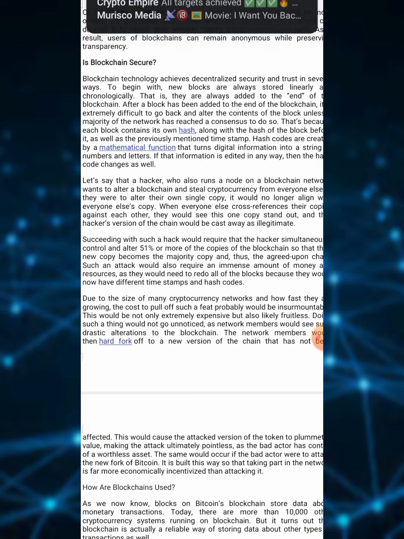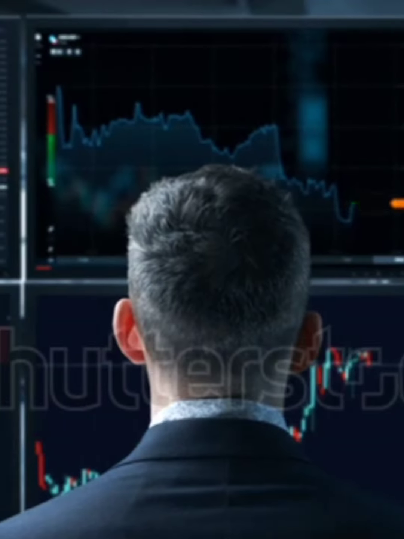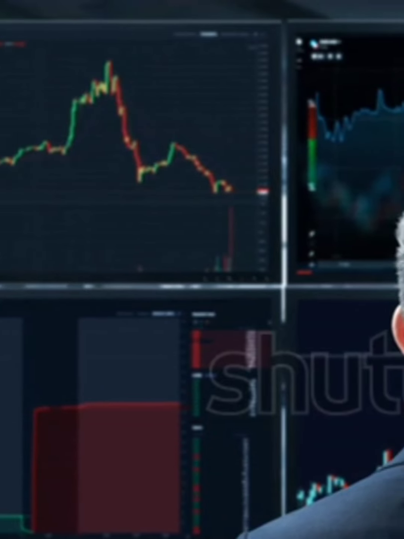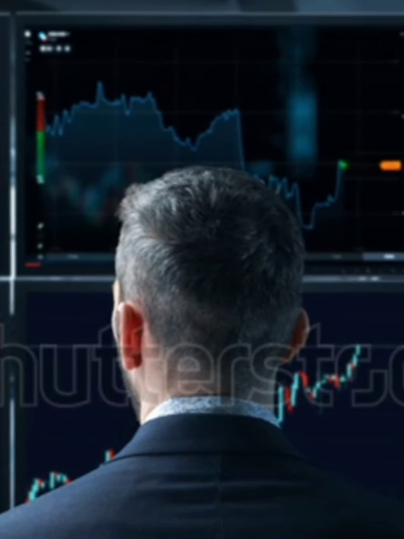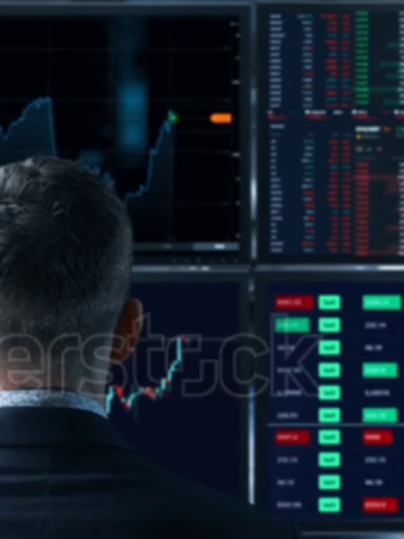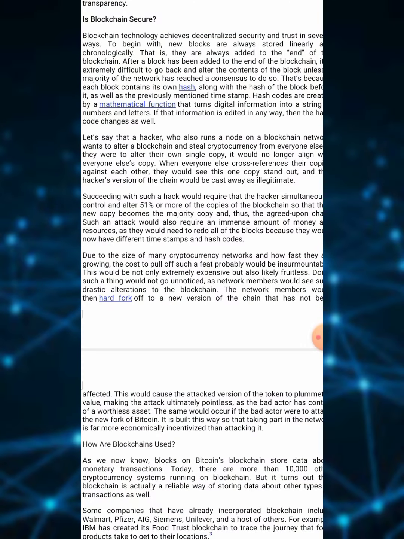Okay, if they were to alter their own single copy, it would no longer align with everyone else's copy. When everyone else cross-references their copy against each other, they would see that this one copy stands out, and that hacker's version of the chain will be cast out as illegitimate. I hope you understand what I'm saying. If not, please comment in the comment box below, and I will reply straight to your question.